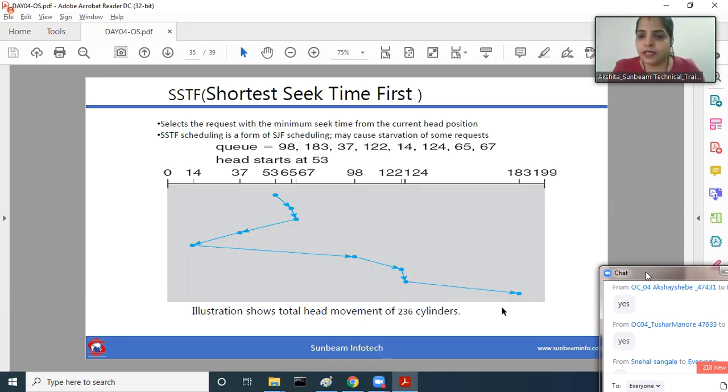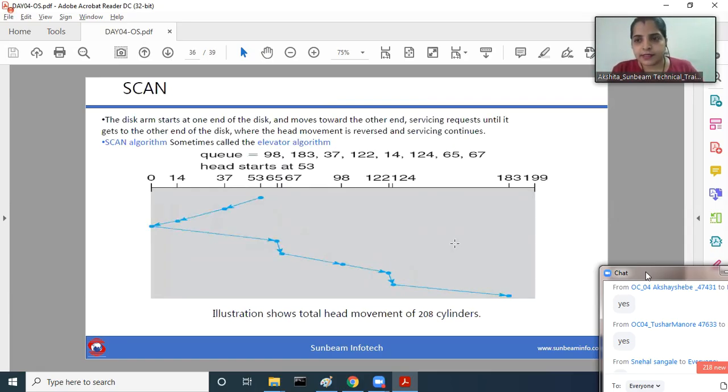All right, let us go ahead to the next point, scan. Now, when I say scan, the disk arm starts at one end of the disk and moves towards the other end, servicing the request until it gets to the other end of the disk. जैसे आपका स्कैनर वर्क करता है, एक डायरेक्शन में स्कैनर पूरा कंप्लीट स्कैन करता है, goes up to end and then comes back. Yes or no? Similarly, the scan read-write head works like a scanner.